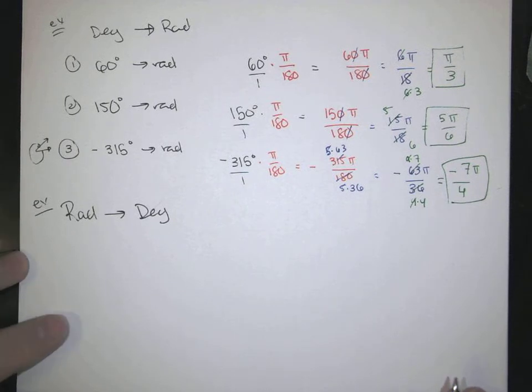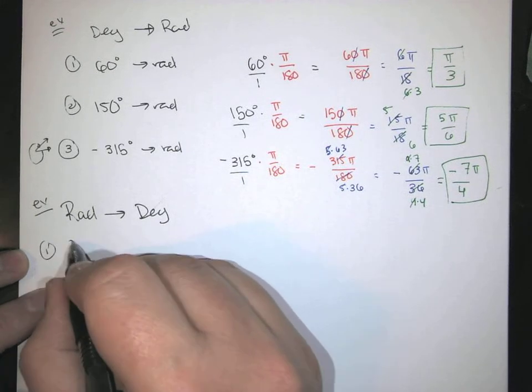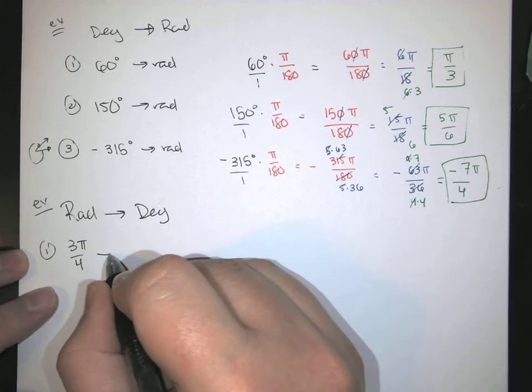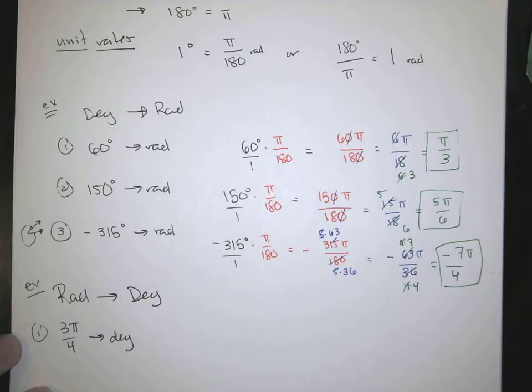We just did negative 7 pi over 4. Let's take one that's maybe a little smaller and positive. Let's start with like 3 pi over 4, and let's convert it into degrees. I'll shift this back up to the top here for a minute.